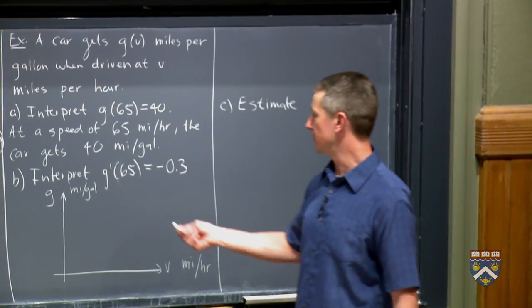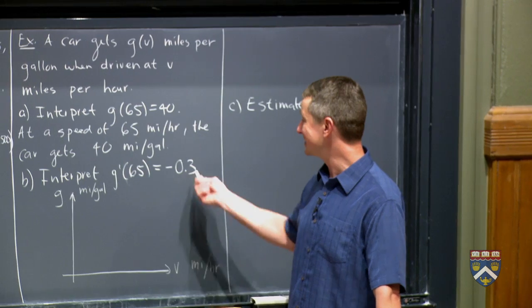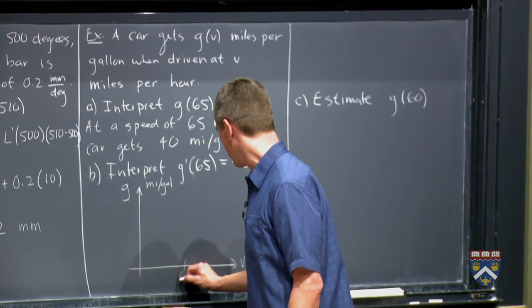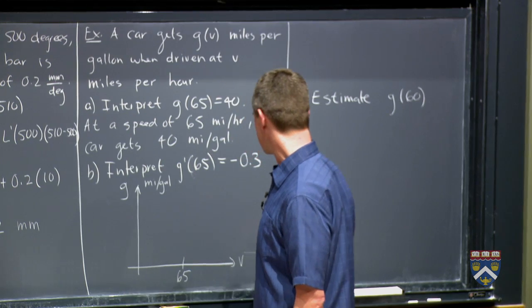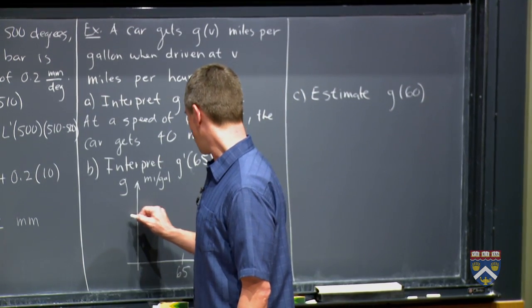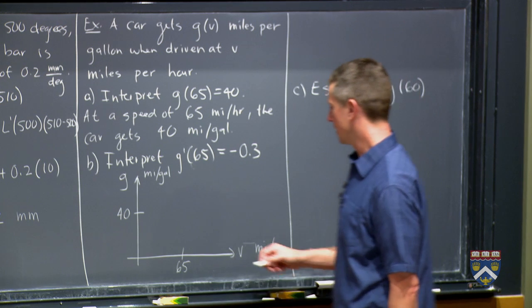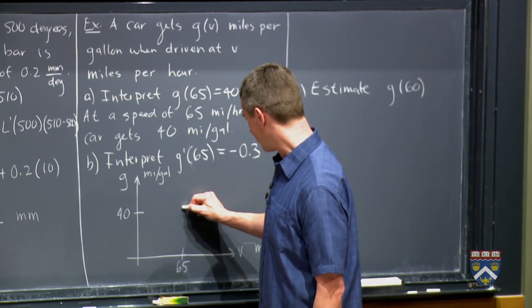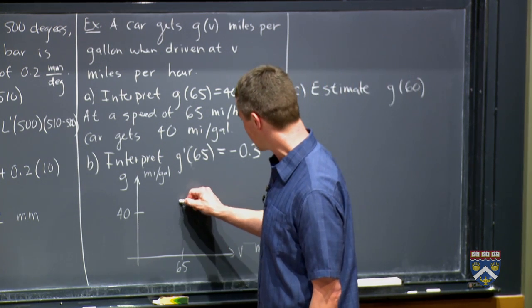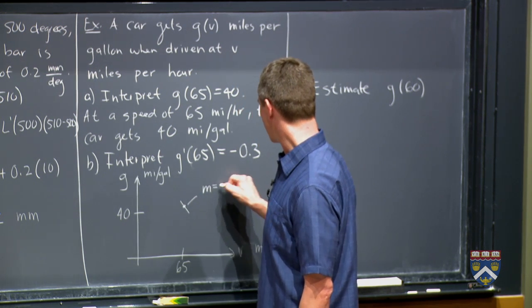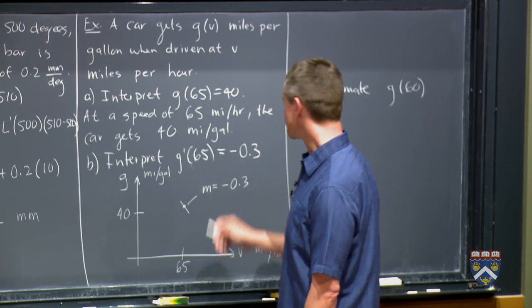Now we've got one with a derivative in it. G prime of 65 is negative 0.3. So here we are, just like we were before. We're driving at 65 miles an hour. At that state, we get 40 miles per gallon. And all we know is 1 point on the graph, and we know the slope. Except this time, the slope is negative. So the slope is negative 0.3.